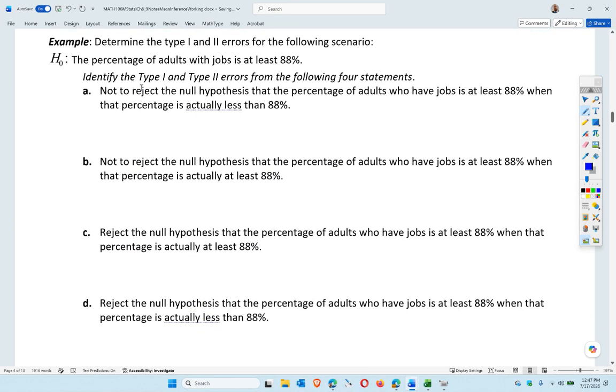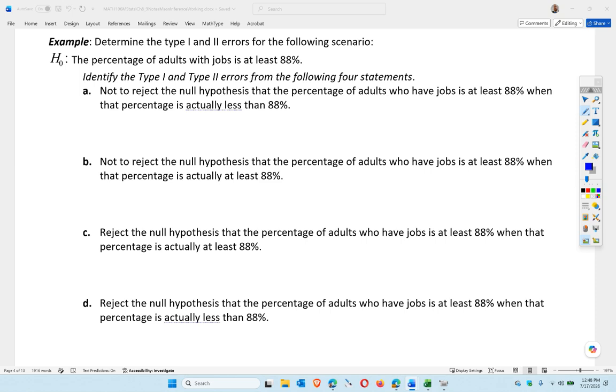So the null hypothesis here is the percent of adults with jobs is at least 88%. Okay? So you reject the null hypothesis that the percent of adults who have jobs is at least 88% when it's actually less than 88%.